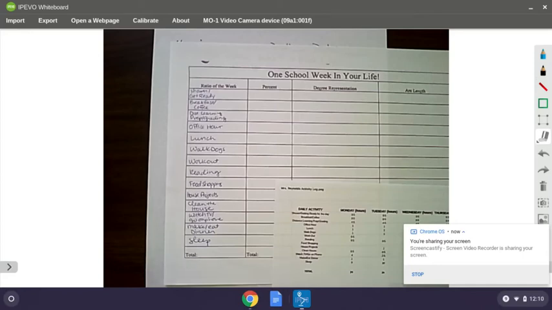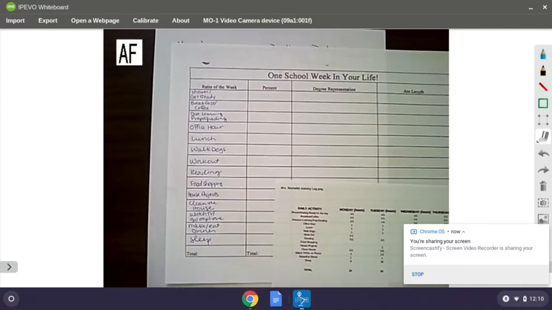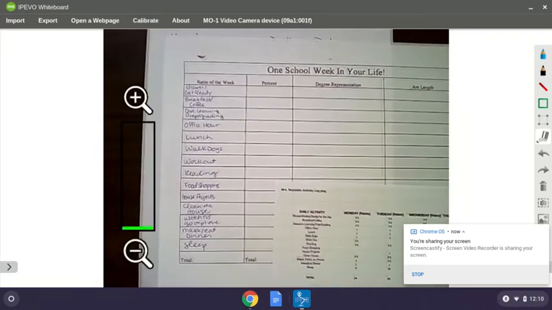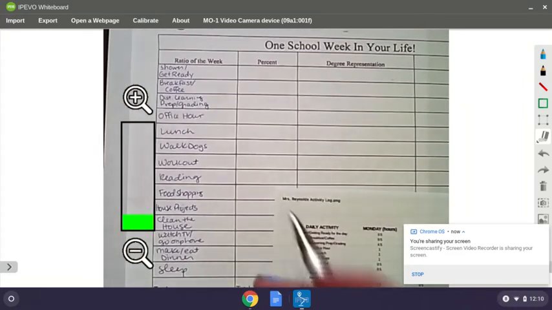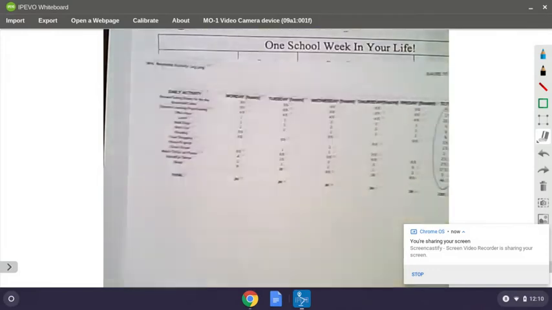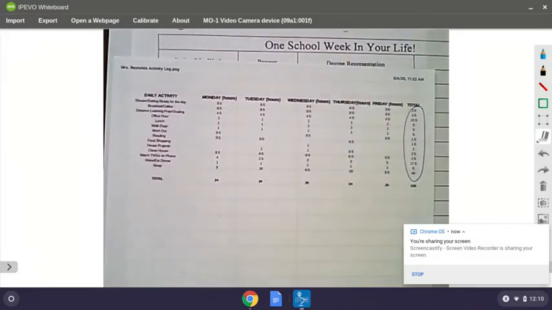Okay, so I figured I could just go through my example and show you guys how to complete this chart. So the first thing that you want to do is write all of your ratios of each activity. So I first just wrote the title of the activity. Now, let me go back a second. This was the sample that I gave you guys, right?